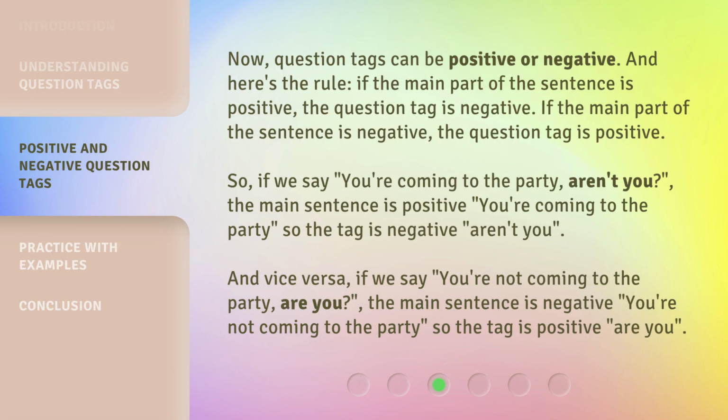Now, question tags can be positive or negative. And here's the rule: if the main part of the sentence is positive, the question tag is negative. If the main part of the sentence is negative, the question tag is positive. So, if we say, "You're coming to the party, aren't you?" the main sentence is positive. "You're coming to the party." So the tag is negative. Aren't you? And vice versa.